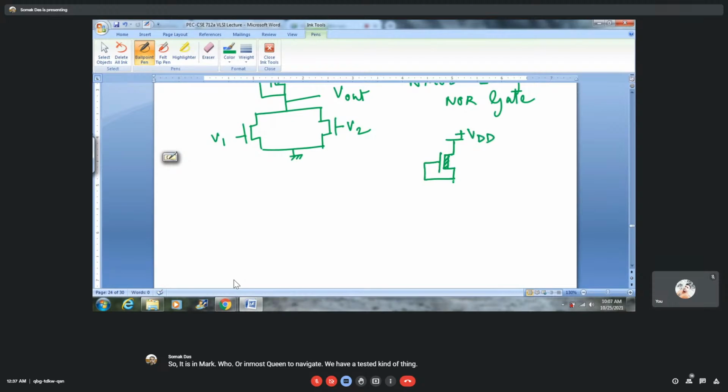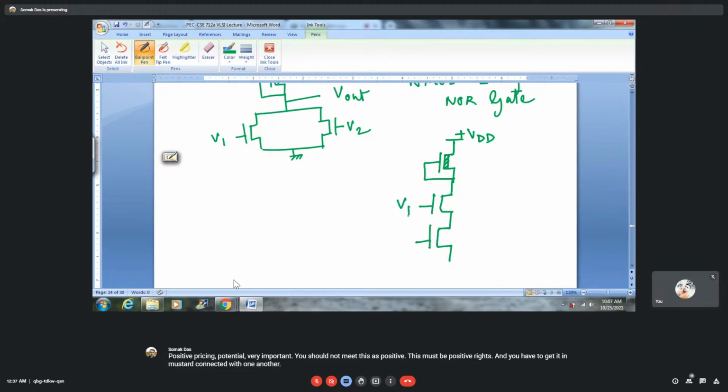Positive biasing potential, very important. You should not miss this as positive. This must be positive biasing potential. And you have two cascaded NMOS transistors connected with one another. V1, V2, ground the last transistor, take an output from my intermediate node, V out.